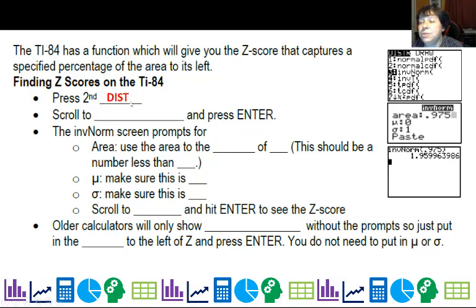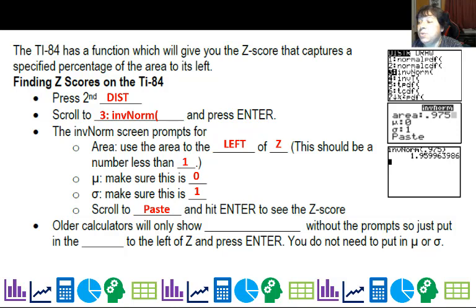Well, we're going to press 2nd distribution like we did before, and scroll down to invNorm and press enter. If you have a newer calculator, which most of you should, you see this screen which prompts you for area, mu, sigma, and then gives you the chance to paste. The area is the area to the left of the z-score, to the left, to the left. And this should always be a number less than 1. Mu should be 0 since we're doing z-scores, and sigma should be 1.